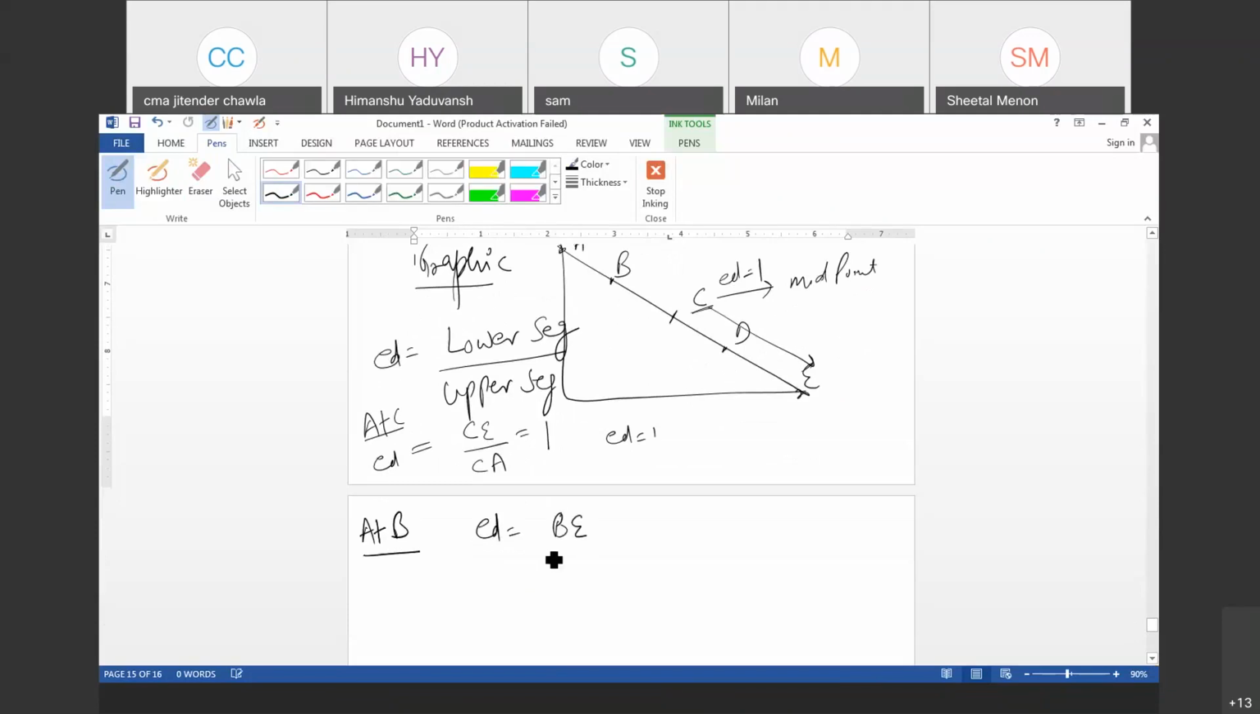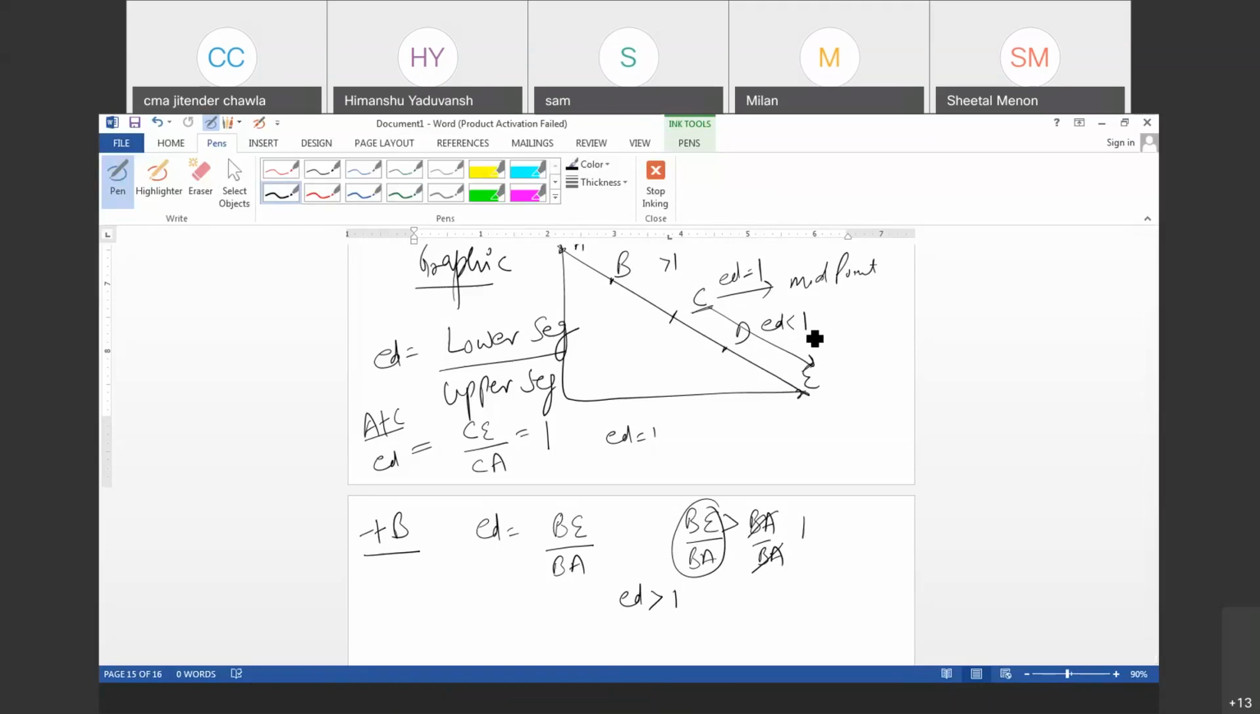If I calculate at point B, what is the elasticity of demand? BE divided by BA. Apparently BE looks greater than BA. So if I divide both sides by BA, this is nothing else but the elasticity of demand, and this should be greater than 1. So here ED is greater than 1. Likewise, here ED is less than 1. Right?